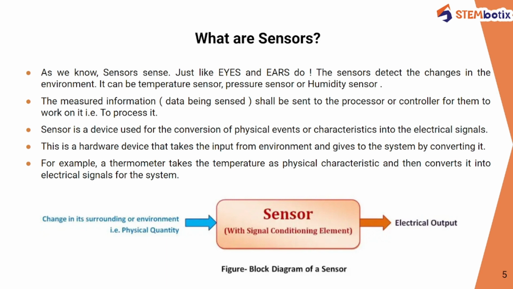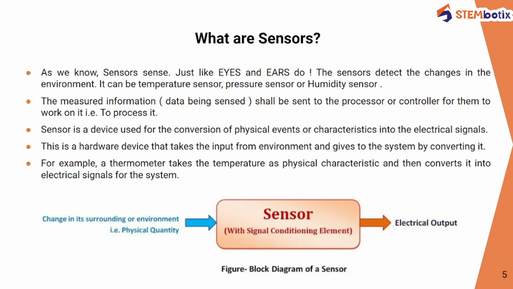The measured information, or the data being sensed, is sent to the processor or the controller for them to work on it or process it. Once the sensor senses the environment or the surrounding medium, it sends this measured information to the processor or controller, which is going to control the devices next to it and process the data.